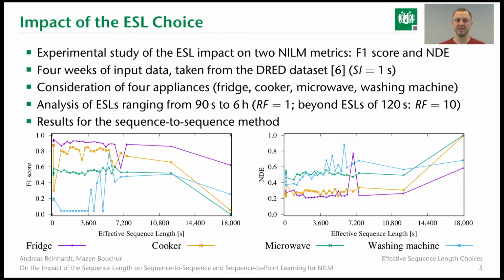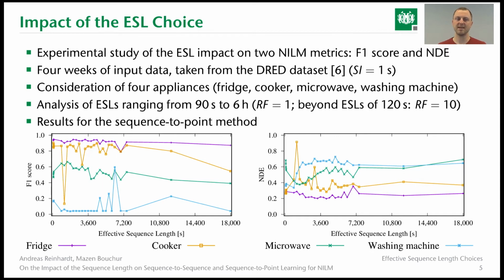So on the left-hand side, we see the F1 score results, and on the right-hand side, we see the NDE scores. And what we can take home from this diagram is that both of them pretty much clearly show that there's a lot of oscillation and it doesn't look like there's an optimum value. Looking at the same results for the sequence-to-point methods, the trends that we observe are still somewhat similar.